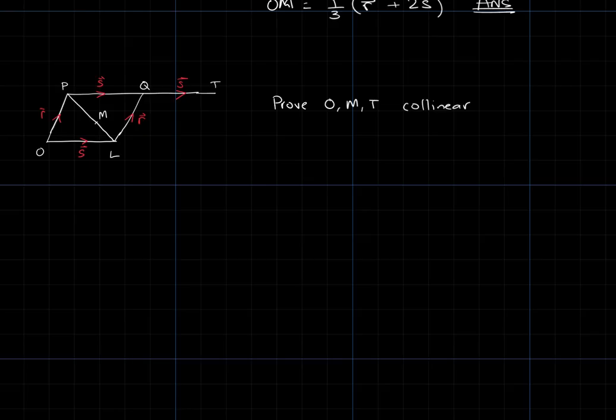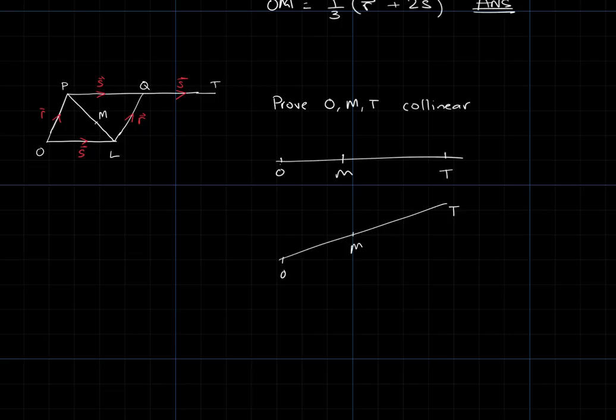Next thing they want is us to prove that O, M, and T are collinear. What does that mean? Collinear means that O, M, and T can be said to lie on the same line. Something like this. O is here, M is here, T is here. They're all on the same line. Or in this case, O is there, M is there, and T is there.